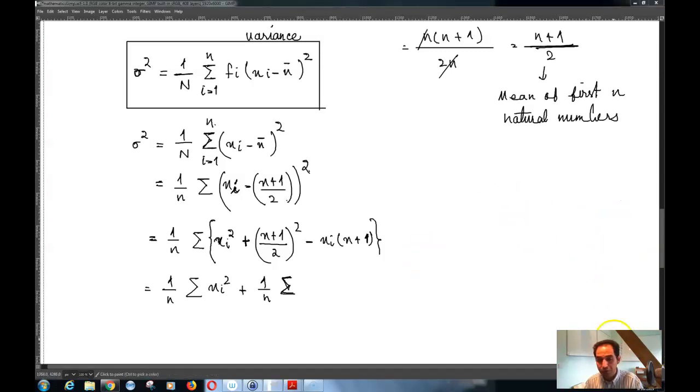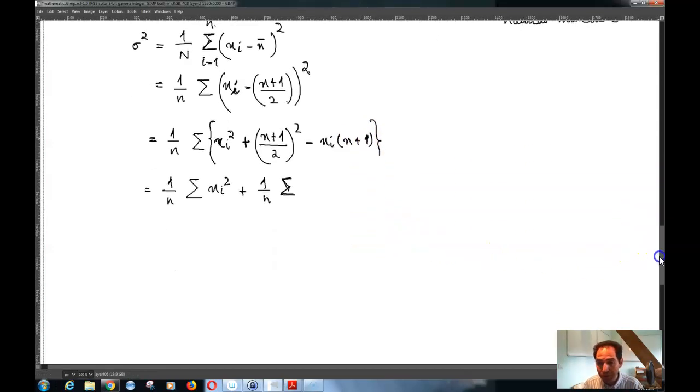And so the next step is to write this as 1 over n times sigma of x squared plus sigma of (n plus 1) whole squared divided by 4 minus sigma of x of i times (n plus 1).